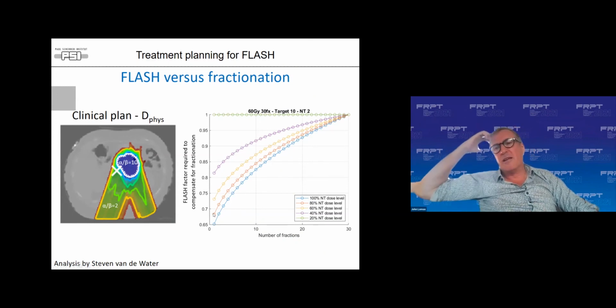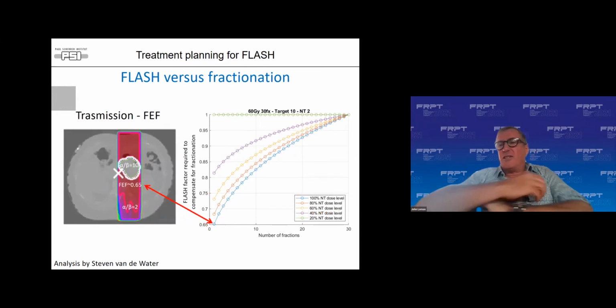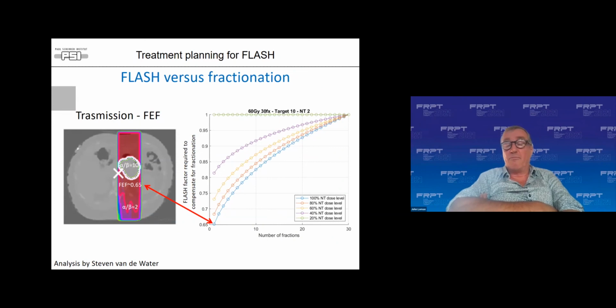So a reduction due to flash of about 30%. That's what we'd need to get that dose to be comparable, or to compensate for a lack of fractionation when going for a single fraction treatment. Now, as it turns out, this single field transmission plan I showed you before gives us, at least within the parameters of our model, about that value. It gives us this 30% reduction.